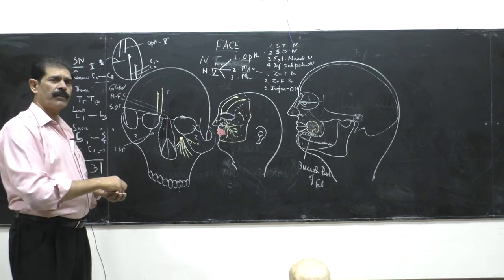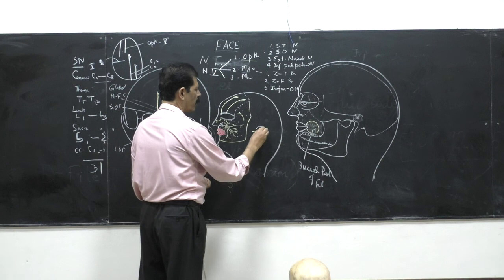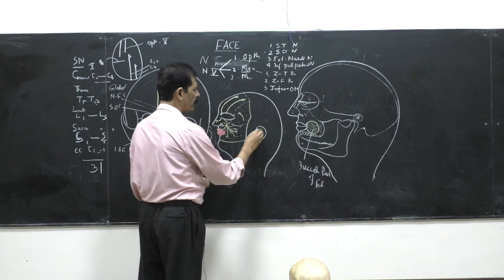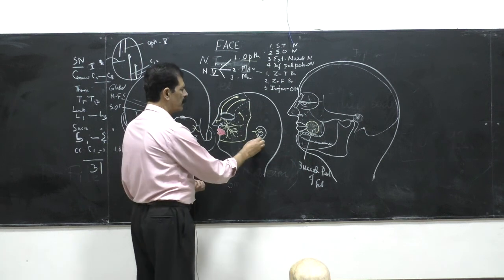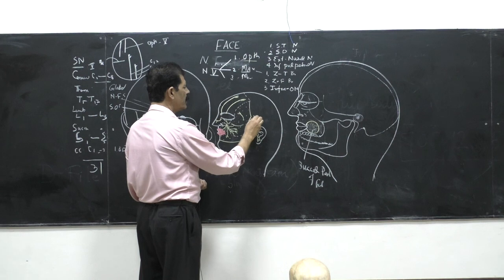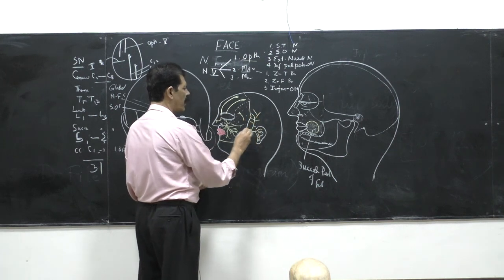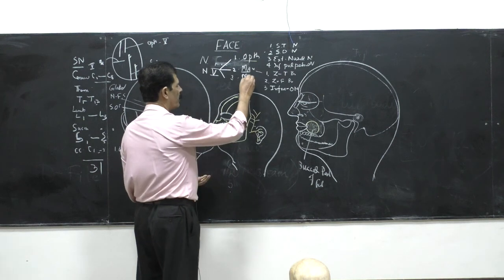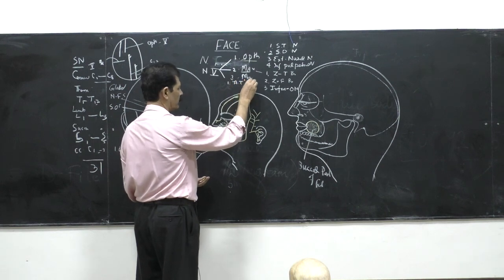And which branches come to supply here? The mandibular division. First is the auriculo-temporal. Auricle means ear. It supplies the skin of the ear, lateral surface. Then it supplies the skin over the temporal region, this area. So this nerve, a division of the mandibular, is called the auriculo-temporal nerve.